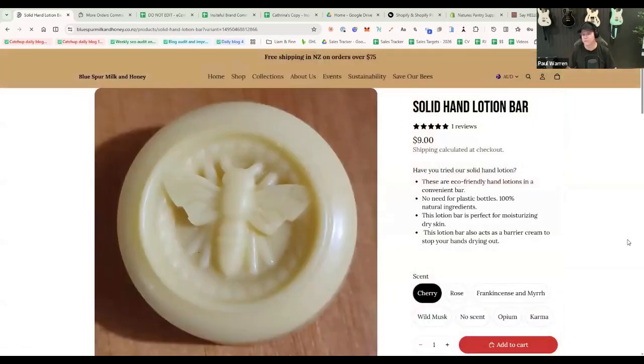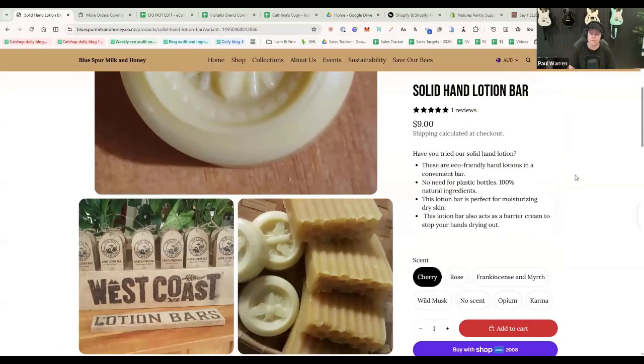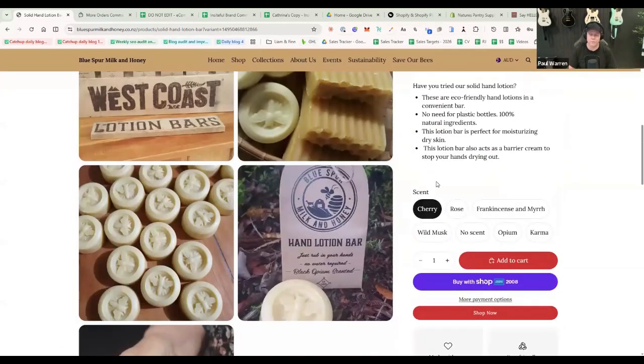Let's have a look. So a few things, right? I'm on here. Okay, I can see that it says free shipping up here, New Zealand, blah, blah, blah, $75. You don't have a lot of reviews. You know, that's a big issue at the moment. So it's nice that you've got Shop Pay on there. That's good.